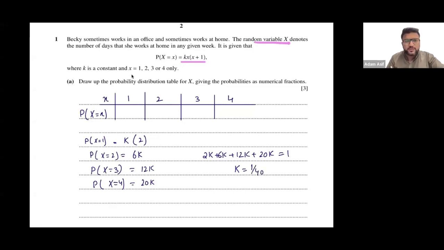So probability that X is equal to 1 is going to be 2K, that's 2 upon 40. Probability that X is equal to 2 is 6 upon 40. X equal to 3 is 12 upon 40, and X equal to 4 is 20 upon 40. Okay, we need to give the answer as numerical fractions.